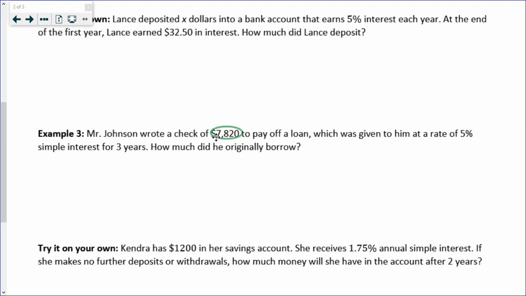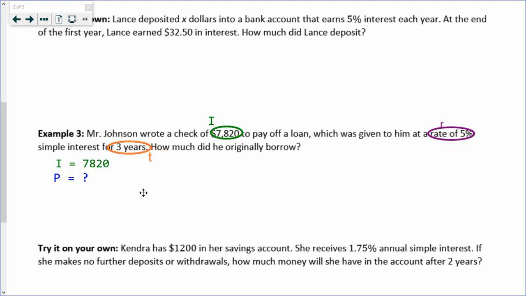Here I was given the interest. The rate is 5%, so that's my R. And 3 years was my time, my T. So now I'm going to fill in those 4 letters. So I equals 7,820. P, I don't know because that's what I want to know. How much did he originally borrow? The principal.